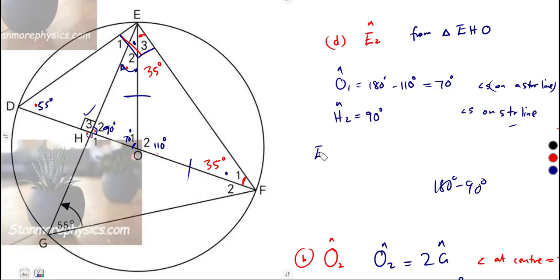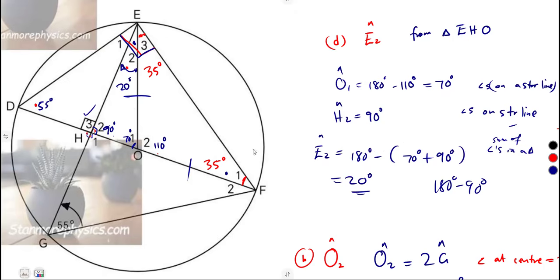Angle E2, because we are now talking about angles in a triangle. So it can be 180 degrees minus O1 and H2. 70 degrees plus 90 degrees. We subtract O1 and H2. So we're talking about the sum of angles in a triangle. So that was going to give us 20 degrees at the end. So angle E2 is 20 degrees. All right.